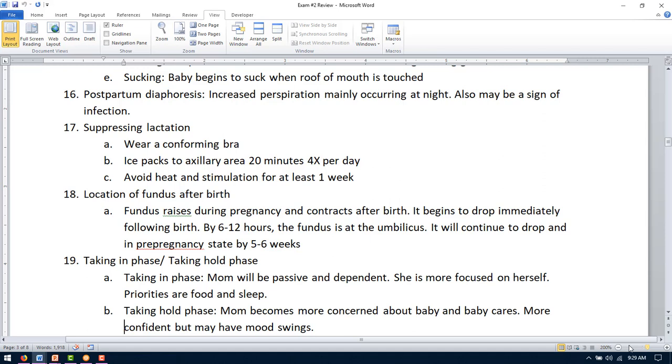Lactation. If you have a mom who is bottle feeding and they're not going to breastfeed at all, we need to teach them to put ice packs under their armpits for 20 minutes 4 times a day. Not to put any heat or have any stimulation for at least a week. And wear a tight-fitting bra. I always say if you wear one size smaller, it'll really squish the boobs, so that'll help suppress lactation.